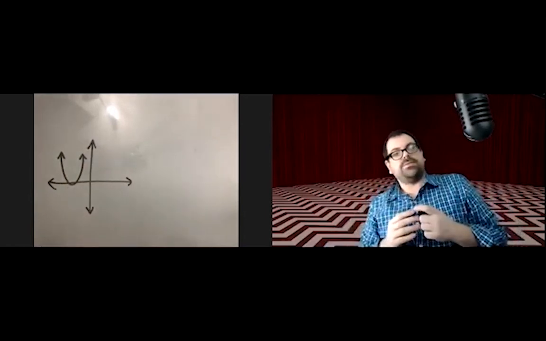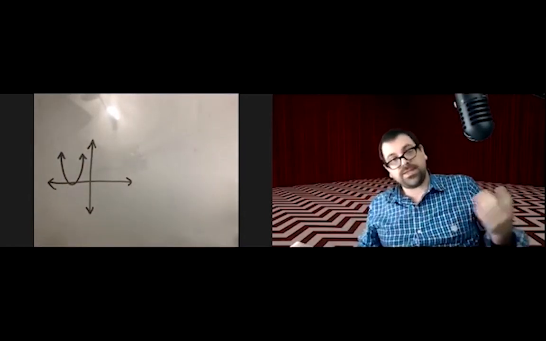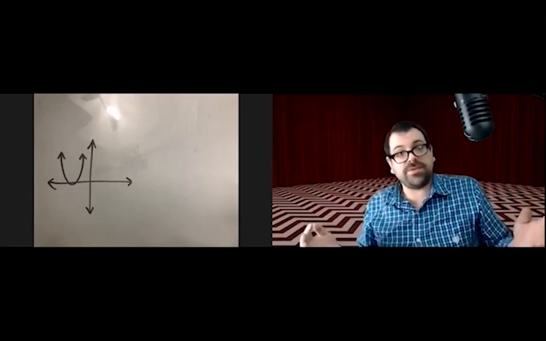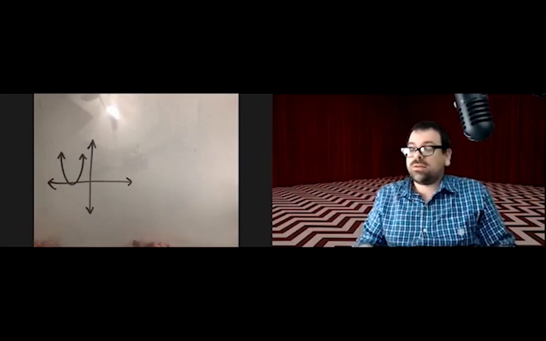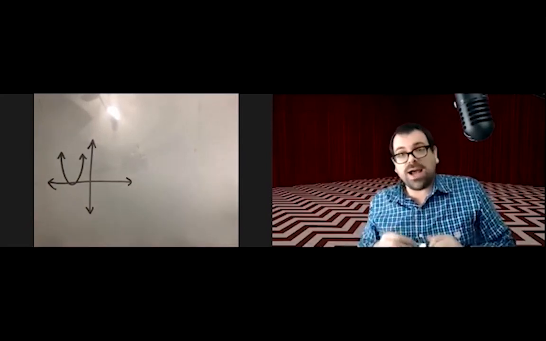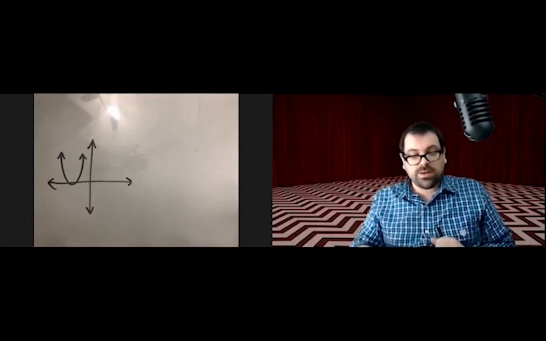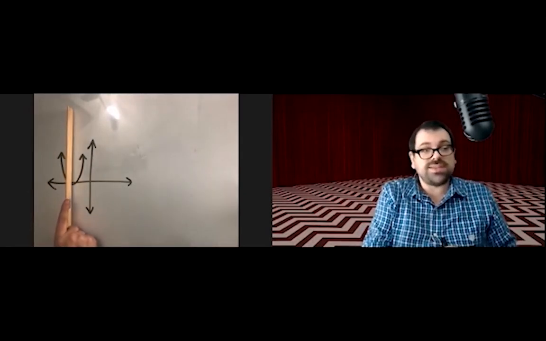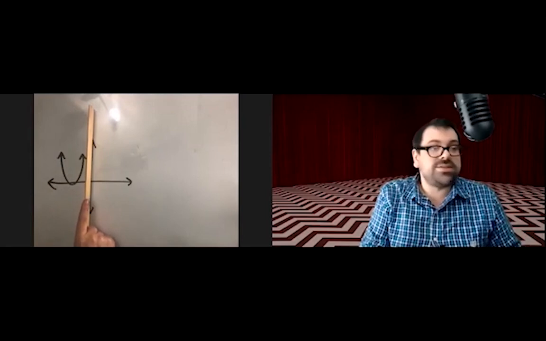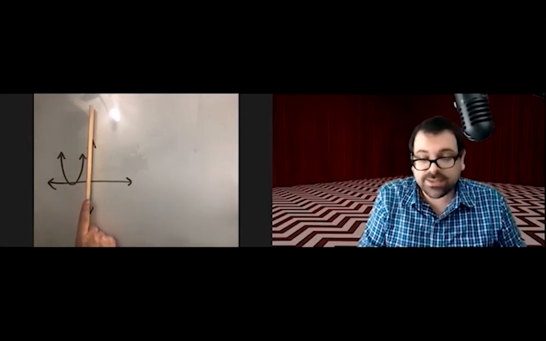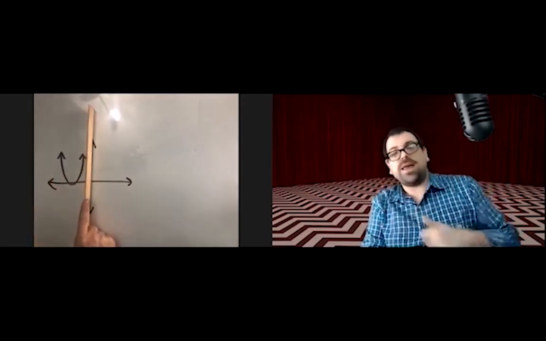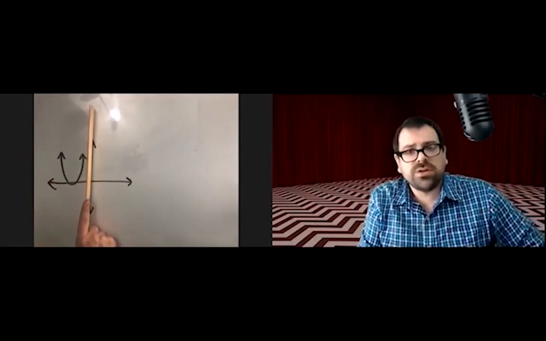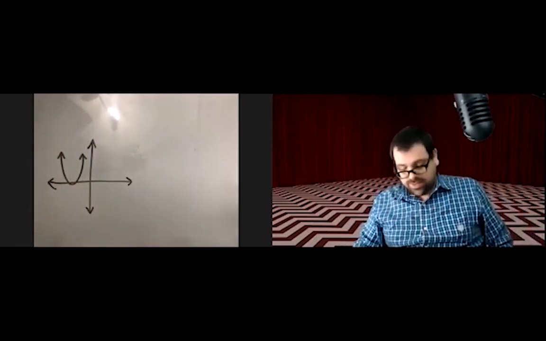What about this? It's a parabola. Does that make it an even function? Well, does this parabola have y-axis symmetry? It has symmetry with itself, but it does not have symmetry with the y-axis. If we fold it over, we would end up with a parabola on the other side. We don't have that in the original picture. This does not have y-axis symmetry. It is not an even function.